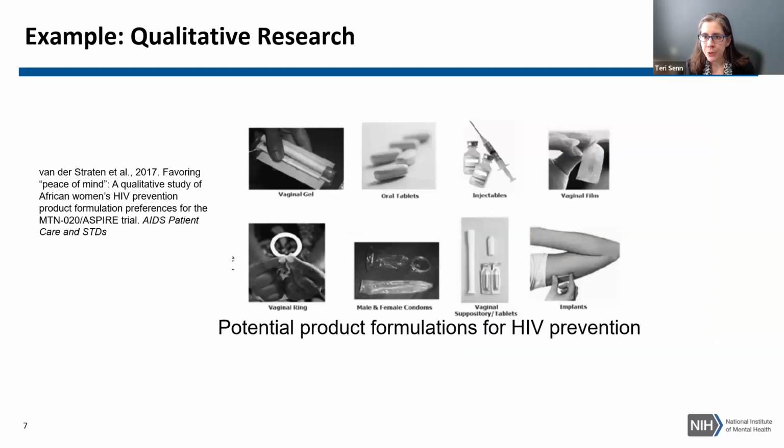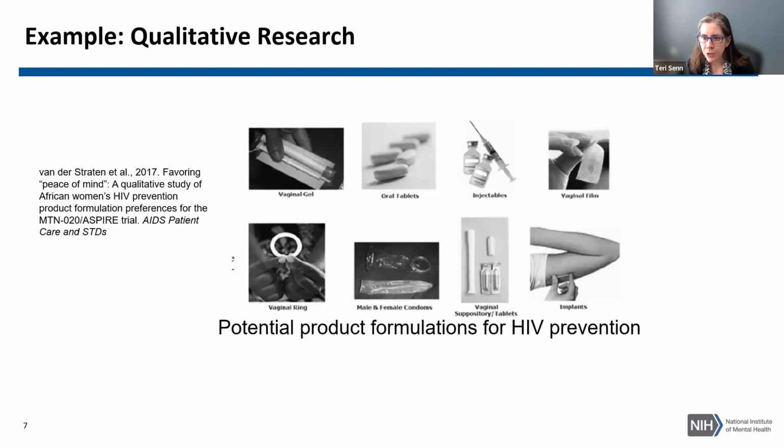So probably the most utilized method for assessing end user preferences is qualitative research. And this involves asking people about their preferences through interviews or focus groups. Participants might be presented with pictures of different options or might be given a prototype or several products that they can hold and feel. This qualitative study here, conducted by Ariane Vanderstraten, used qualitative interviews with women participating in a vaginal ring trial for HIV prevention in Malawi, South Africa, Uganda, and Zimbabwe.